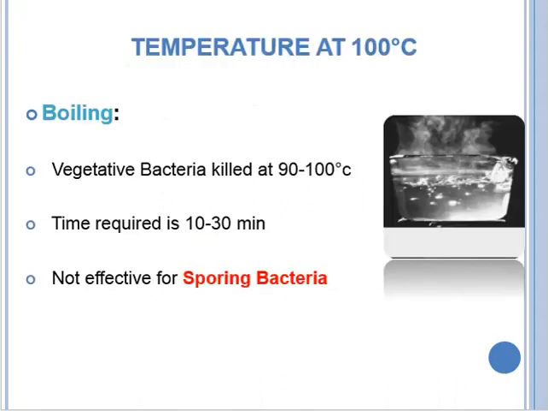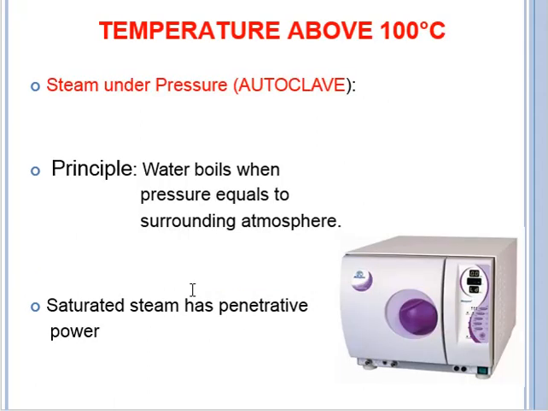Next comes temperature at 100 degrees Celsius, like boiling. Vegetative bacteria are killed at 90 to 100 degrees Celsius, and the time required is 10 to 30 minutes. It is not effective against the spores of bacteria.